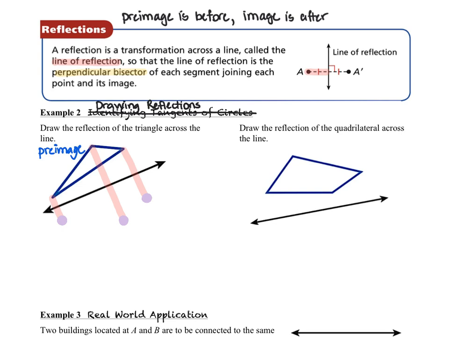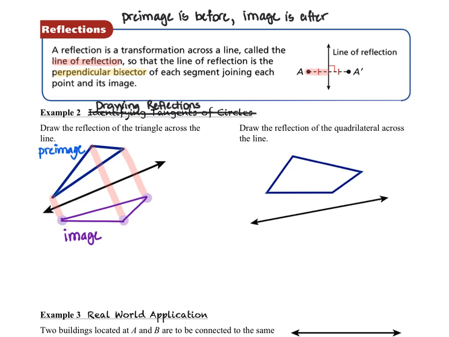So let's draw some segments between these points that we created, and then we will have the image. And you can see that those 2 figures look exactly alike. They're equally distant from the line of reflection. They have the same size and shape. They're just mirror images of each other.